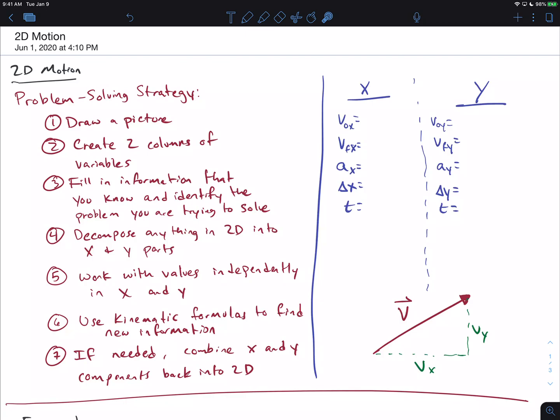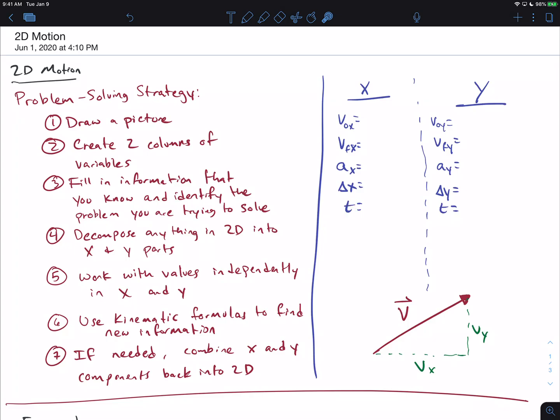So before we do any kind of work on this, before we use our kinematic formulas throughout this whole module, and even going further, we want to make sure that anything that's at an angle, we split it up into x and into y. That's going to make this much easier for us. So once we do this, then we have some variables in x, some in y. Remember, they're connected by time.